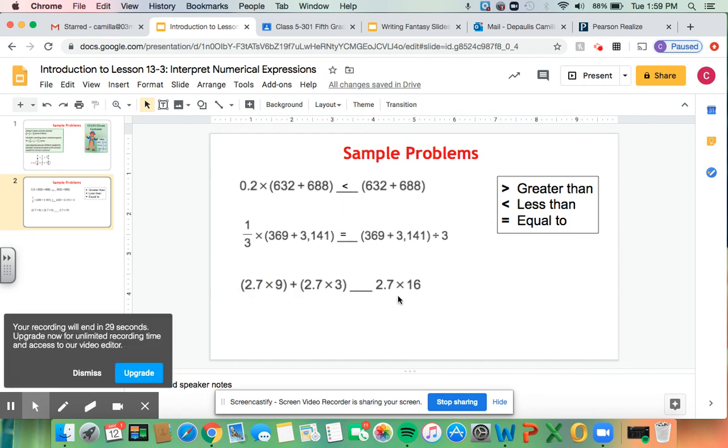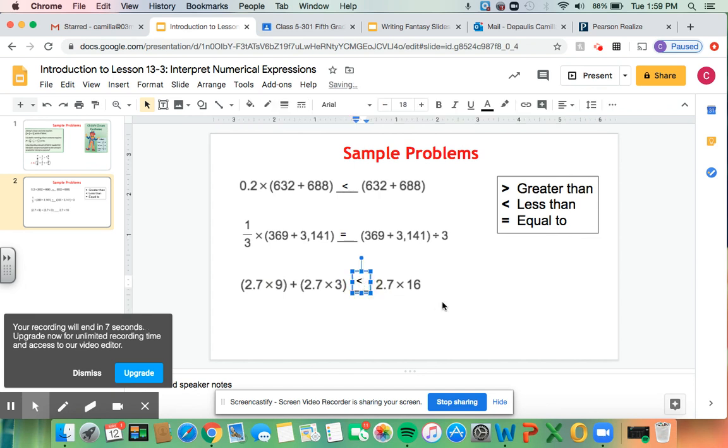I know that 2.7 times 16 is larger than that. So when reading this, I would say that this expression is less than this expression because multiplying 2.7 by 12 is less than 2.7 times 16. So I will also be putting a less than. And that is how you interpret expressions without solving.